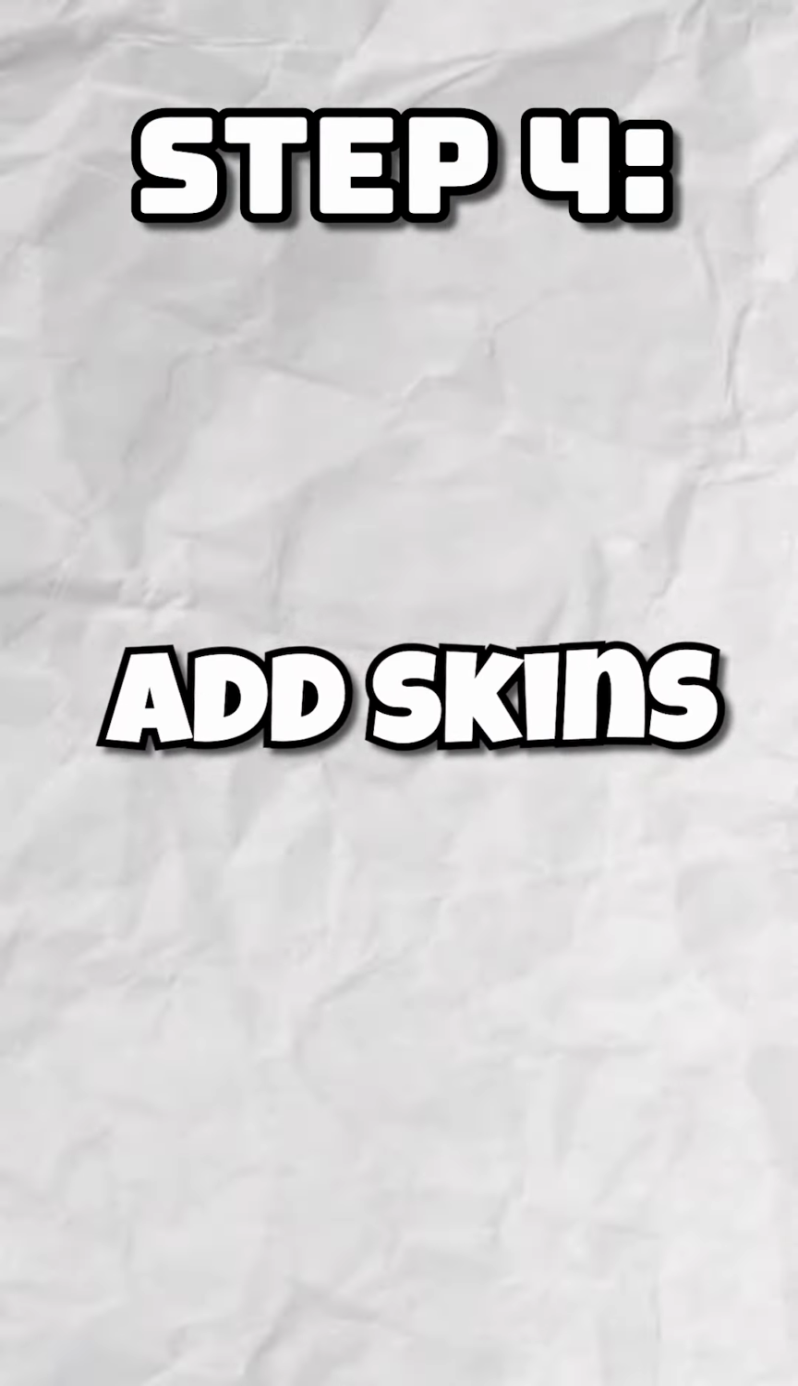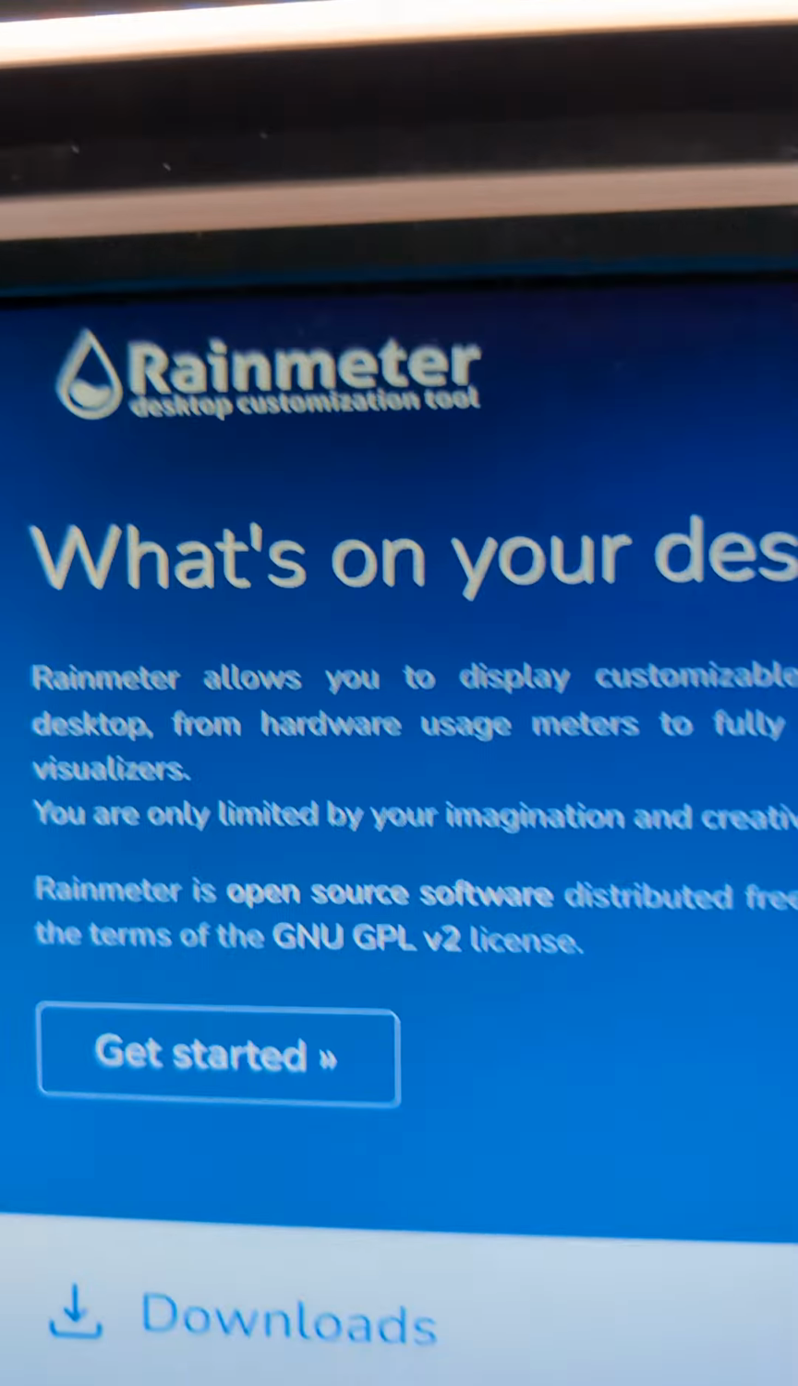Step 4 is to add skins. Search Rainmeter on Google and download it. Then search Visual Skins and click this link and find the Mond skin. Download it, then open Rainmeter.